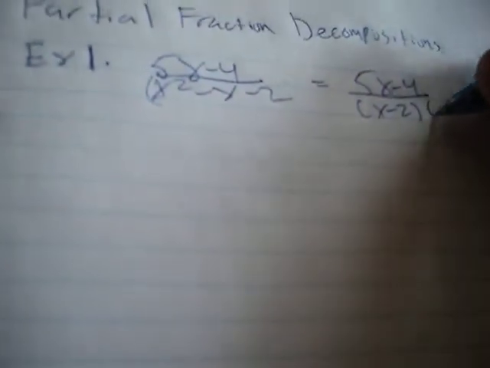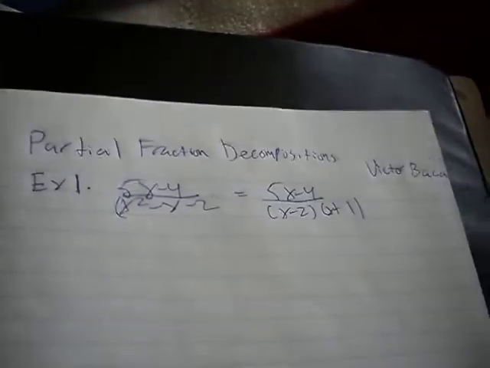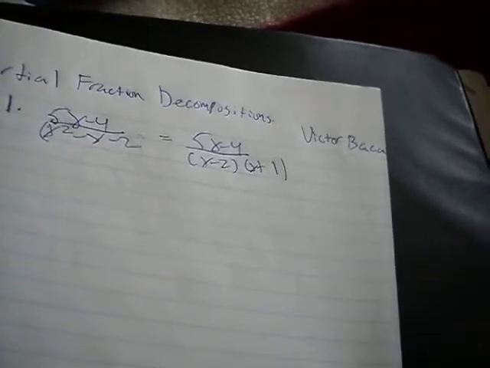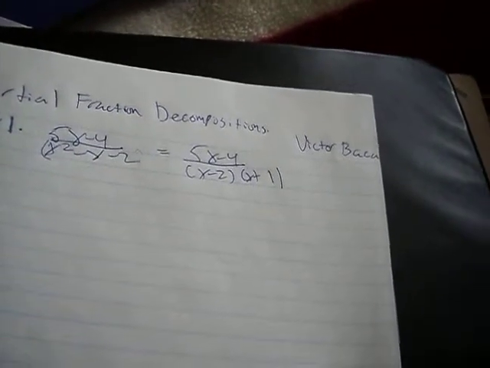Well, it's easy. I'm pretty sure you know what to do with this one right here. So it'd be 5x minus 4 over, yep, you guessed it, x minus 2 times x plus 1. Ta-da! Now, what do we do from here? Well, it's simple.